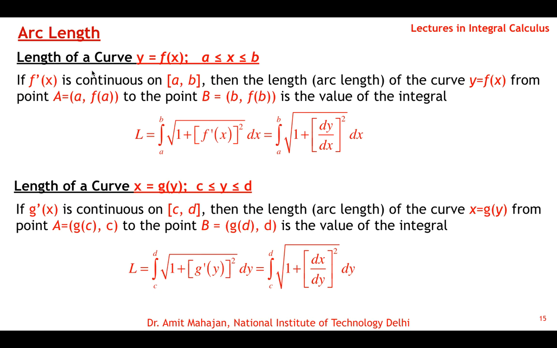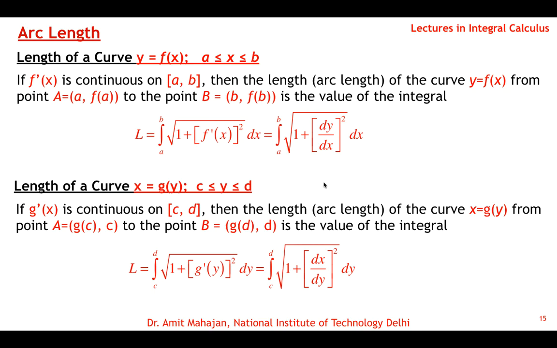In general, to write it in short, the length of the curve y equals f(x), when x varies from a to b, if the function has a continuous derivative, that is, f dash x is continuous on [a, b], which means the curve is smooth, then the arc length is the value of the integral from a to b of the square root of 1 plus f dash x squared dx, or the square root of 1 plus (dy by dx) squared dx. Similarly, in terms of y, the length of the curve is the integral from c to d of the square root of 1 plus (dx by dy) squared dy. So you can use either formula to calculate the length of the curve.